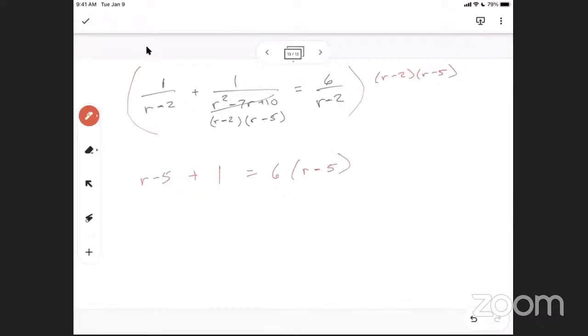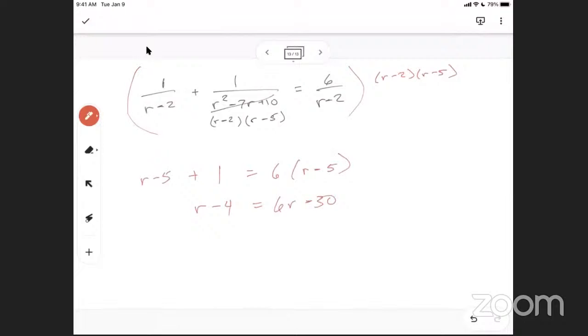Clearing the fraction is definitely the way you want to go with these problems. And now, is this a linear equation or a quadratic? Look carefully. Am I ever going to have an r squared here? No, I'm just going to have a 6r minus 30, and on the other side, an r minus 4. So this is not quadratic. Quadratic means you have an r squared or a variable squared.